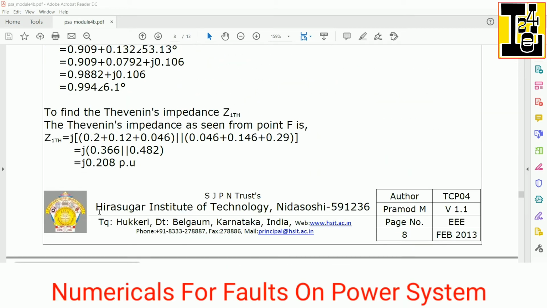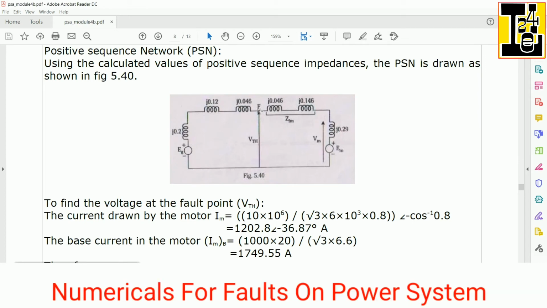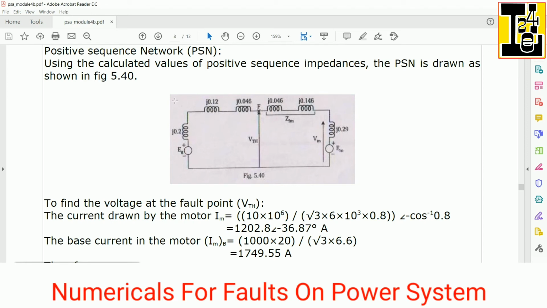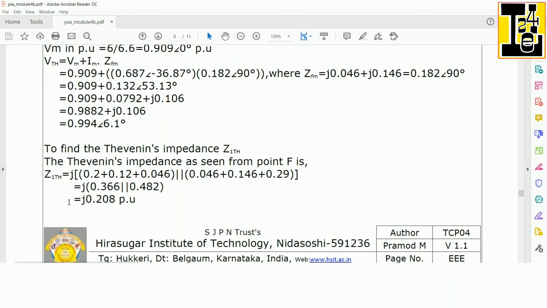To find the Thevenin equivalent impedance, that is Z1 Thevenin, we need to short the voltage sources, and we need to calculate the Z1 Thevenin by standing over here in between the fault point with respect to the reference. These three reactances are in series, and these three reactances are in series. Finally, these two will come in parallel together, and finding the Z1 Thevenin as equal to 0.208 per unit.